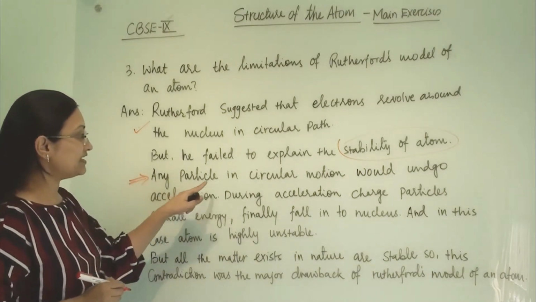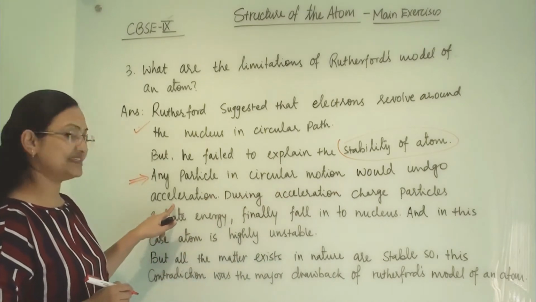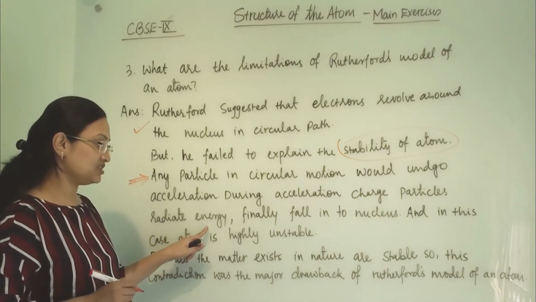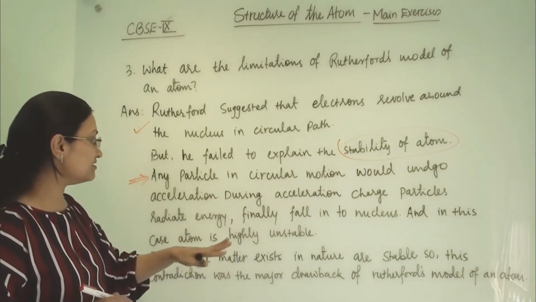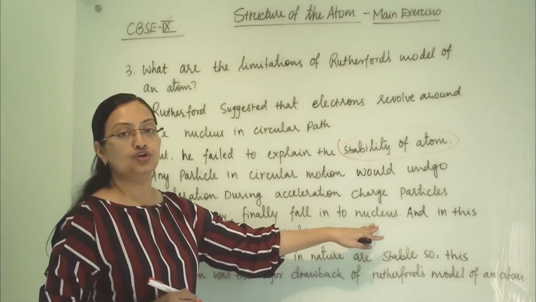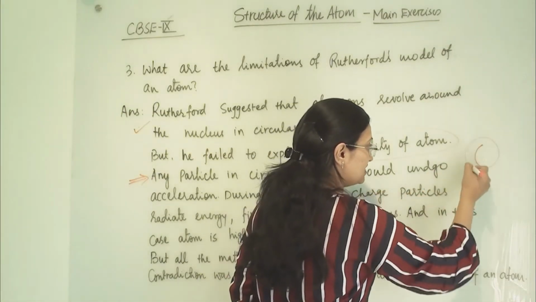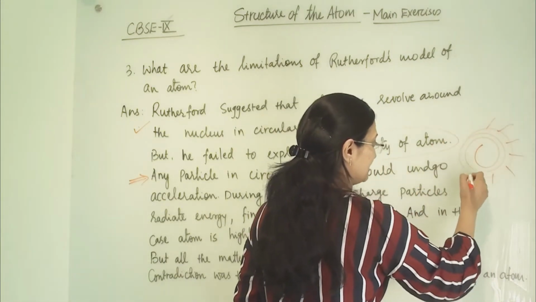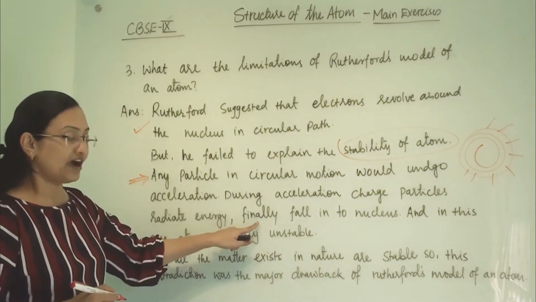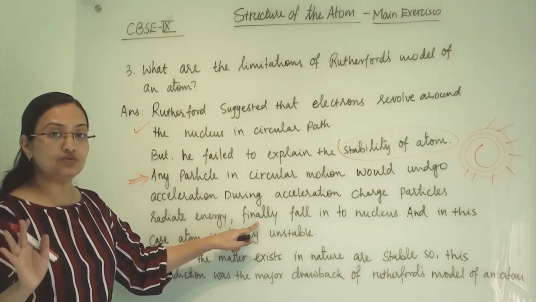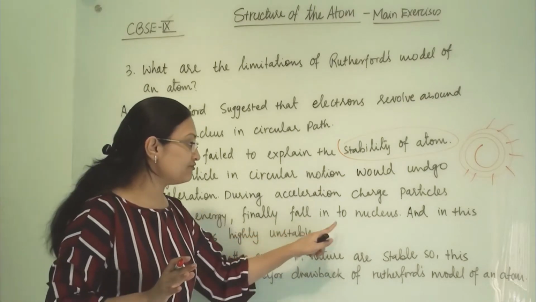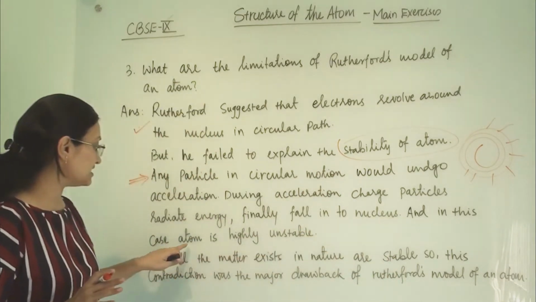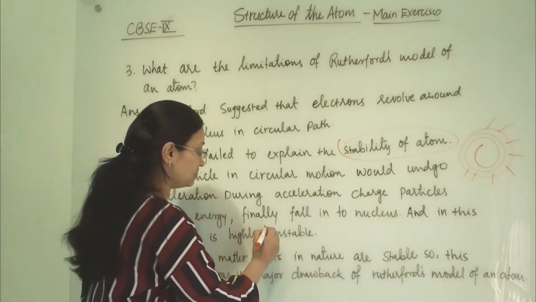Any particle in circular motion would undergo acceleration. During acceleration, the charged particles will radiate energy, and finally they will lose their energy and fall into the nucleus. Once they completely lose their energy, they will fall into the nucleus. And if this happens, the atom is highly unstable.